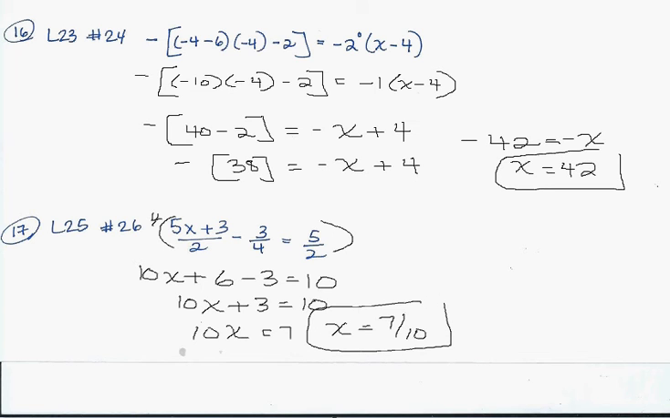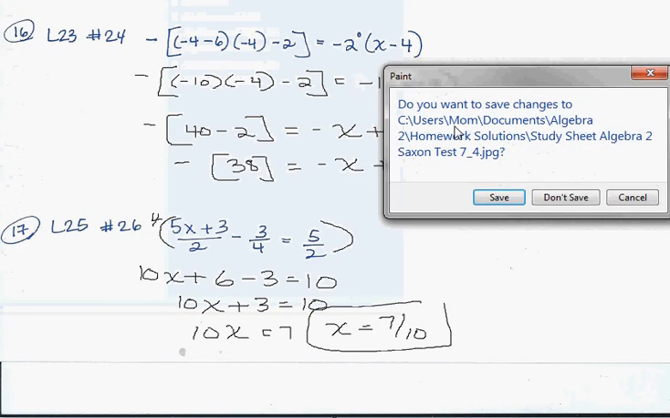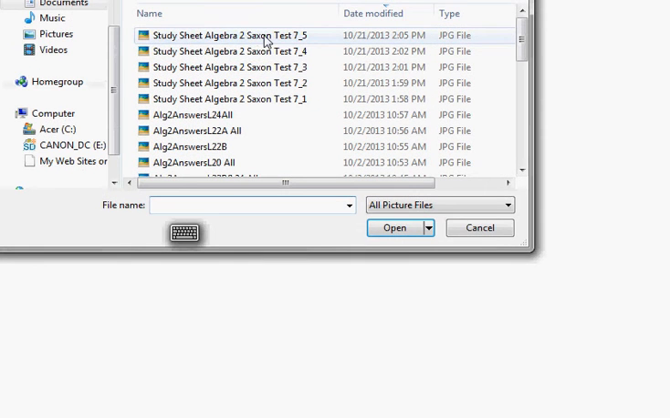Alright, let's go back and get those two that we missed. Number 8. And I think that was from the one I saved as 2.